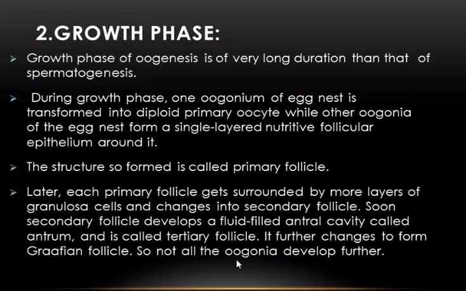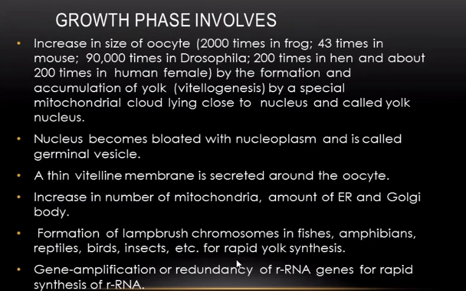Later, each primary follicle gets surrounded by more layers of granulosa cells and changes into a secondary follicle. Soon, secondary follicles develop a fluid-filled antral cavity called the antrum and are called tertiary follicles. It further changes to form Graafian follicles, so not all the oogonia develop further. The growth phase also involves an increase in the size of oocytes: 2000 times in frog, 43 times in mouse, 90,000 times in Drosophila, and 200 times in hen and 200 times in human females.